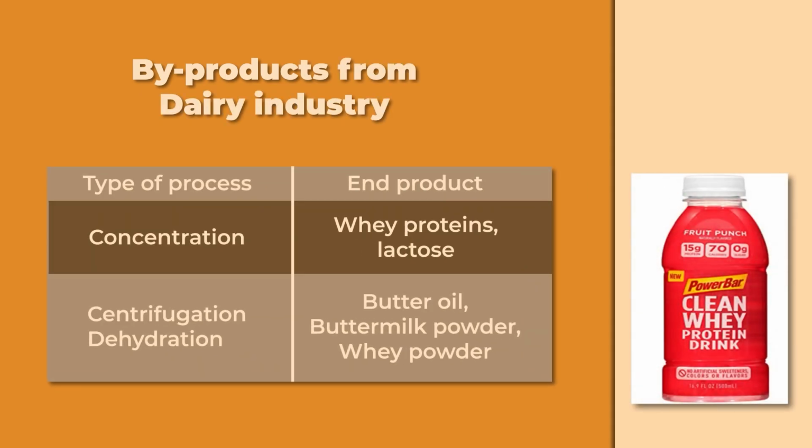If you see the byproducts from the dairy industry, whether it is rejected milk solids, whey or buttermilk, those can be processed further. The liquid can be concentrated, centrifuged, or dehydrated, and we can have value added products like whey protein concentrate, lactose, butter oil, buttermilk powder, whey powder, etc.